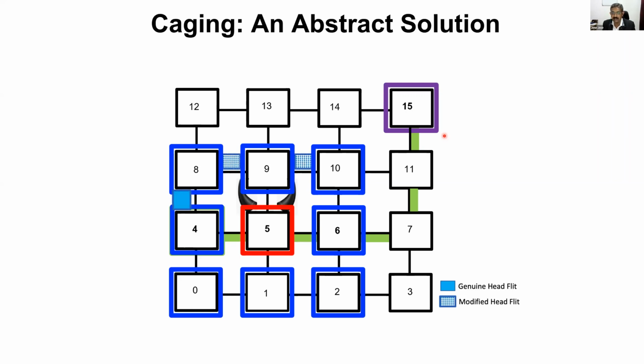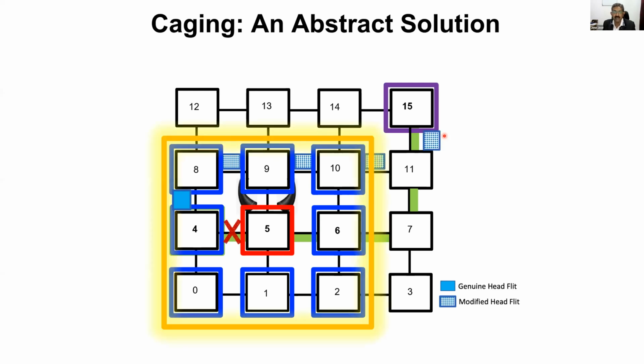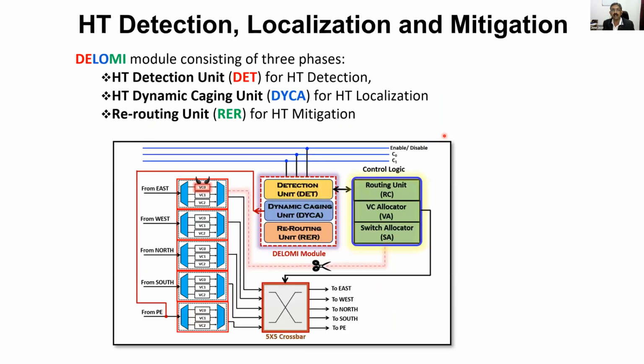Once the cage is erected, no more packets will move through the HT router. That's the basic idea being used. So packets coming from outside will not move into router number 5. And for this to happen, all the routers have to come to some kind of consensus.